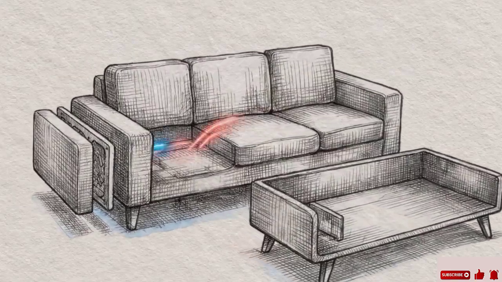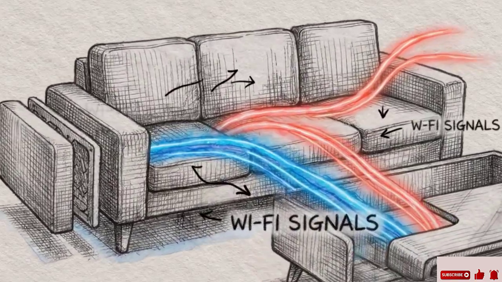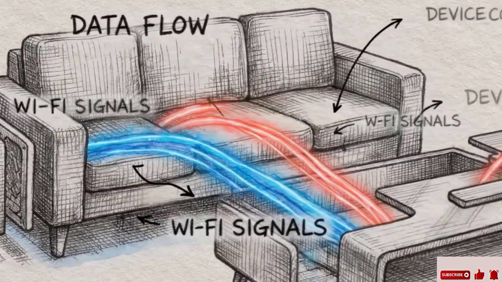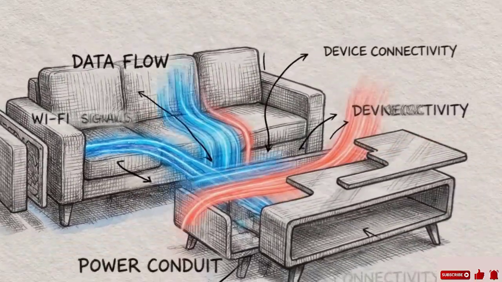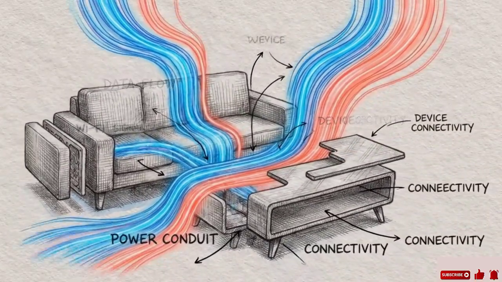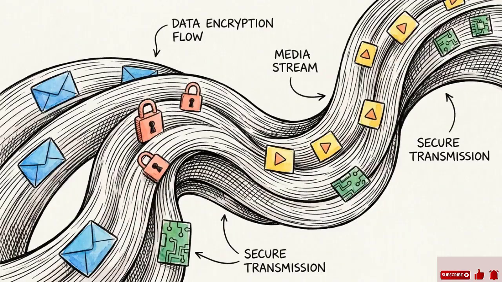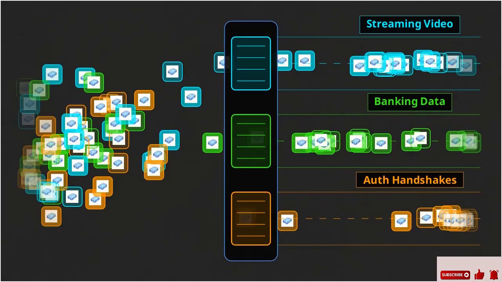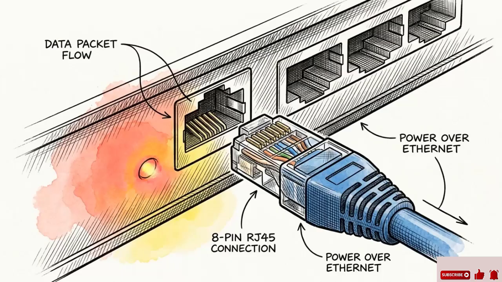Look around the room you're sitting in. Right now, there are dozens of invisible, highly encrypted conversations passing straight through the physical space around you. We're talking streaming video packets, banking data, and authentication handshakes, all slicing through the air. We take the convenience of instant internet for granted, but keeping those massive, chaotic data streams perfectly separated requires rigorous architectural orchestration, starting right at the physical hardware level.